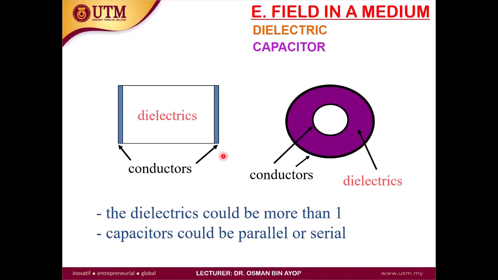And the dielectric could be more than one layer. It can be a combination of two dielectrics, three dielectrics, and so on. For example, I can put one material here, and here is another material. Therefore, the behavior will be different, and you have to analyze the structure using boundary conditions, for example. And the design for capacitors could be parallel or serial, the same as resistors.